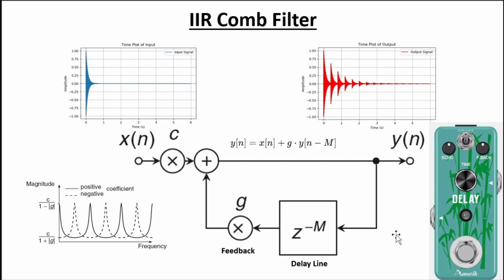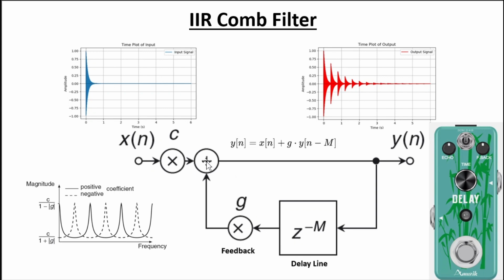Now for comparison, I have shown a pedal here. You can actually see the controls, how they map to this filter structure. So when we are talking about time, we are talking about delay time, which can be set by this knob, and which is in fact controlling this delay line, essentially changing this number M. Then we have feedback. This feedback knob is nothing but this G, which is going to attenuate the output of the delay line.